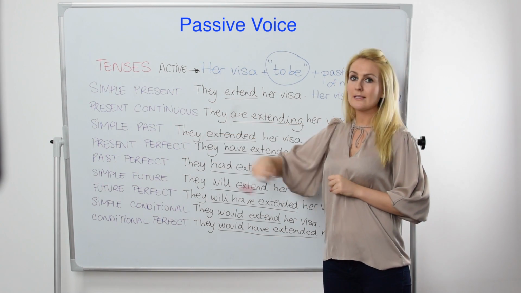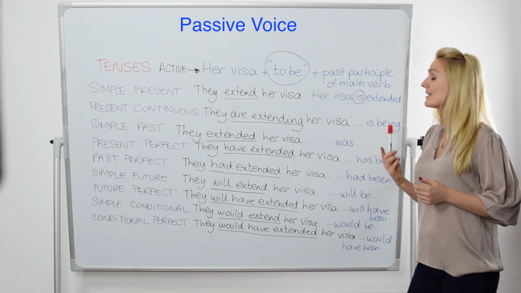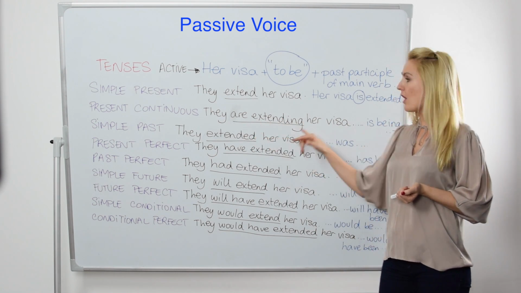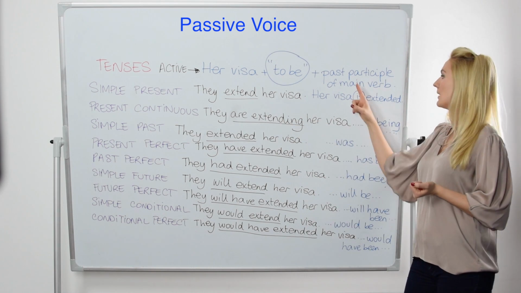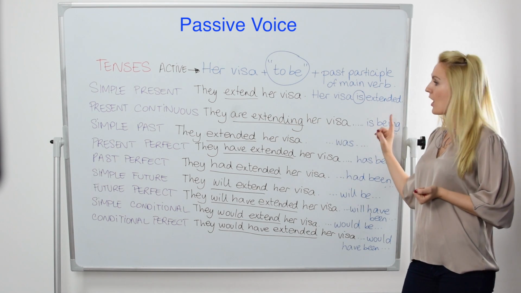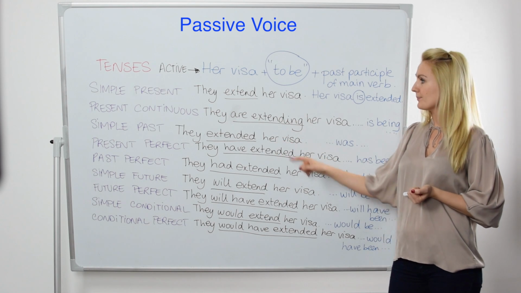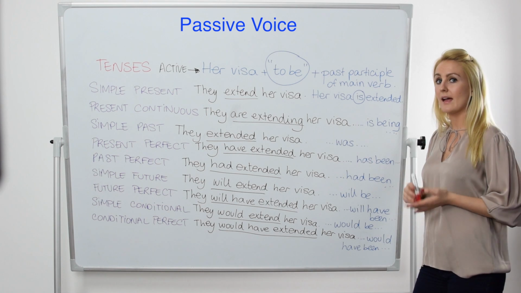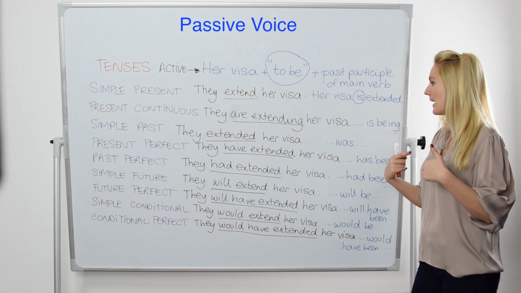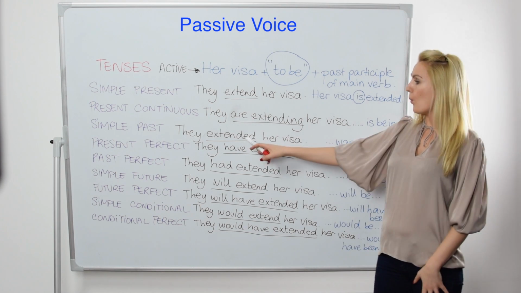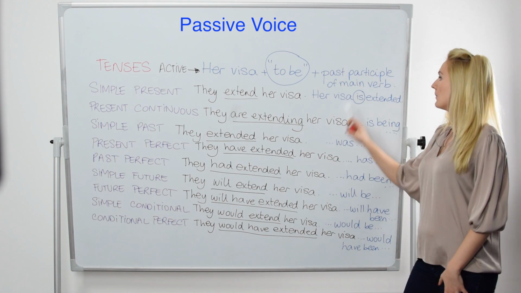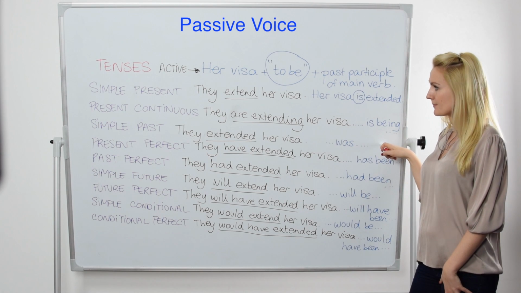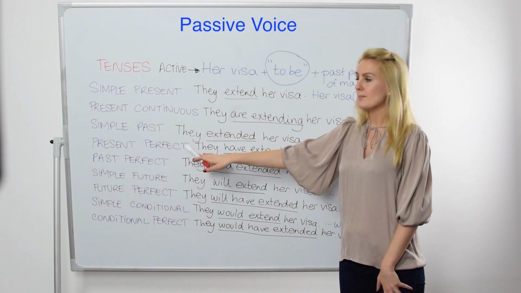Number 2, present continuous. They are extending her visa. We want this tense for our auxiliary. Her visa is being, plus past participle, extended. Her visa is being extended. Number 3, simple past. They extended her visa, active voice. We create the passive. Her visa was, we want that tense, plus this, was extended. Her visa was extended.